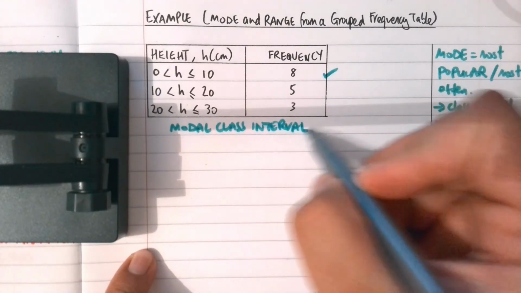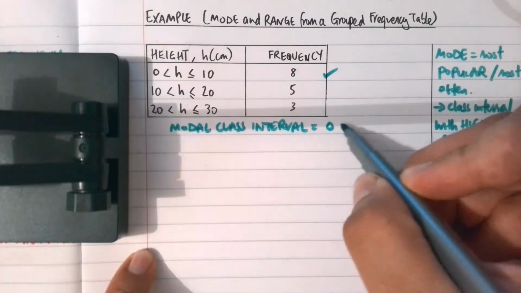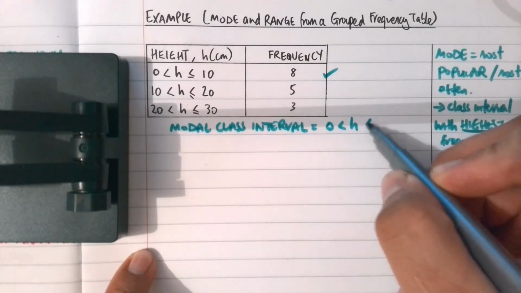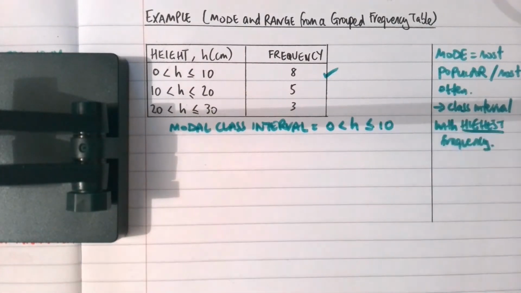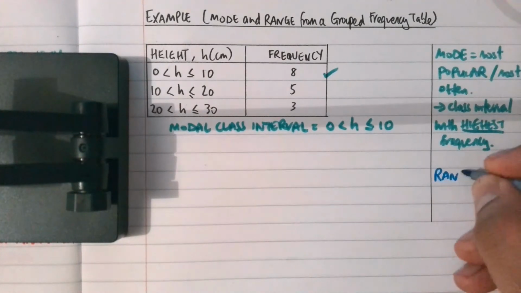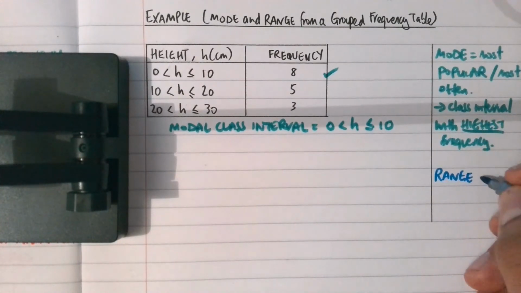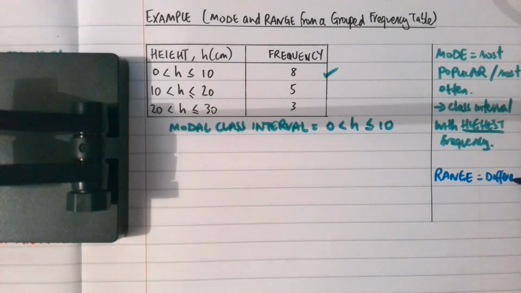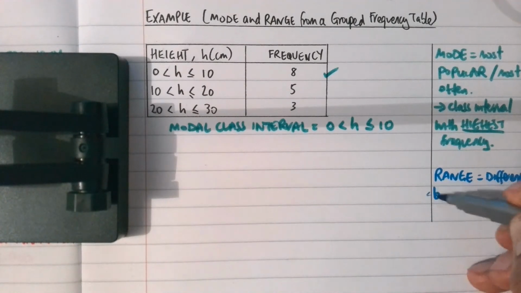The modal class interval is 0 to 10 centimeters because it has the highest frequency when compared to the others. To work out the range has the same kind of definition. It's the biggest take away the smallest. That's the difference between the biggest and the smallest.